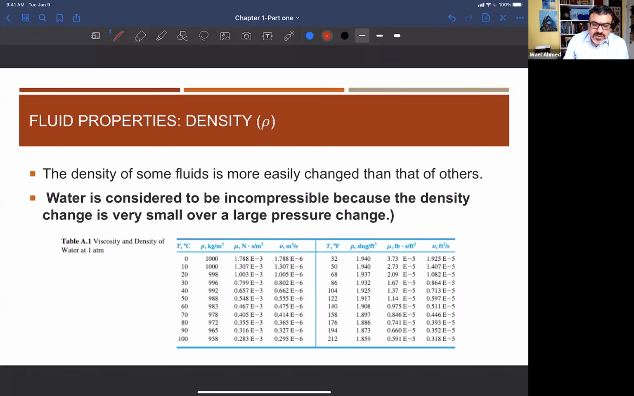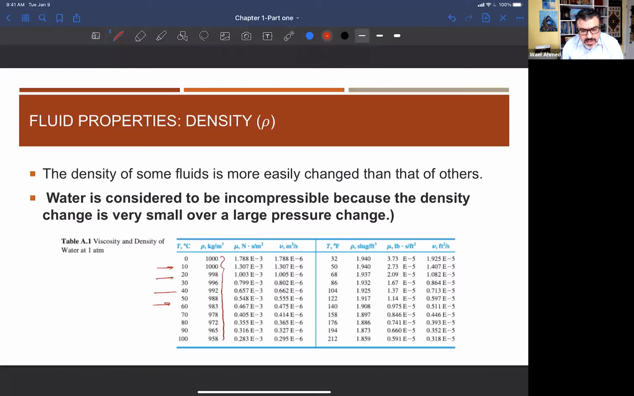It is very important to note that every time we look at tables for fluid properties, temperature or pressure are given for these tables. In this case, the pressure is given at 1 atmosphere. So all the data in this table is at the same pressure, but now the temperature is changing. As the temperature is increased, you see the density changing. For example, here at 0 degrees and 1 atmosphere, the density is 1,000.